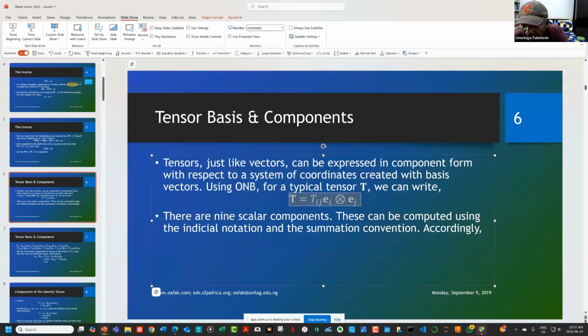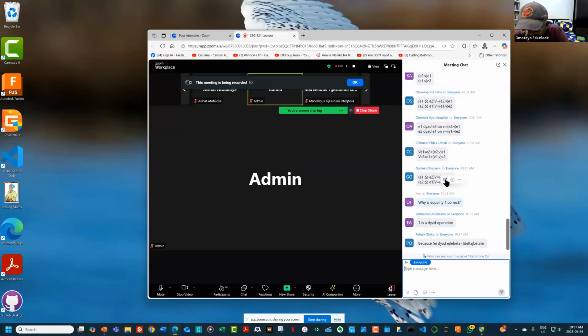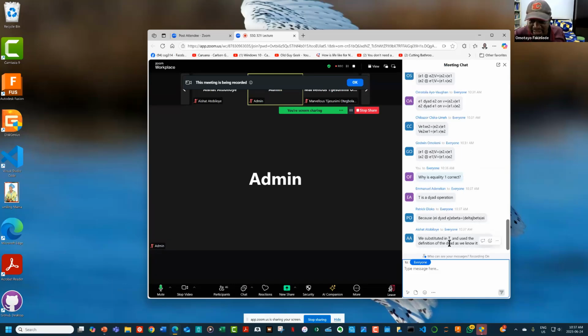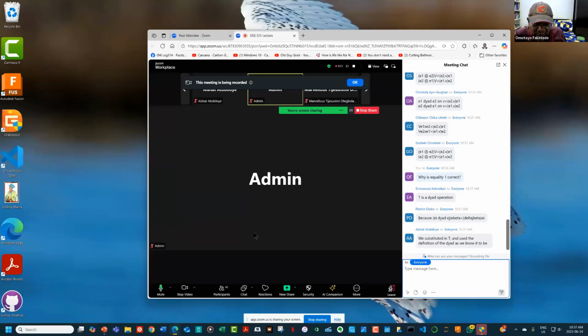Aha, iShat is the one that got it. We substituted an expression for T in the expression on the left-hand side. We changed T to this. We substituted for T on the left-hand side. That's all. That's why equality 1 is correct.